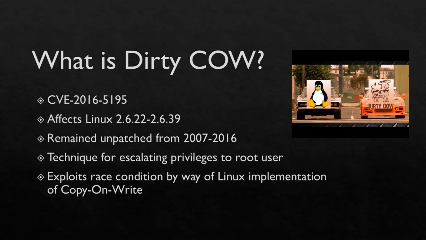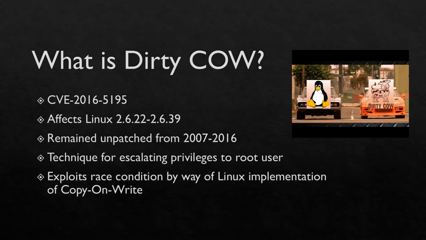So what is Dirty Cow? Dirty Cow is an exploit that affects Linux kernel versions 2.6.22 to 2.6.39, and it actually remained unpatched for around 9 years. The vulnerability was discovered a while back, but was unpatched because patching it actually introduced another bug, and at the time, laptops weren't fast enough to make use of the vulnerability, but as time went on, things changed, and it became a really serious threat.